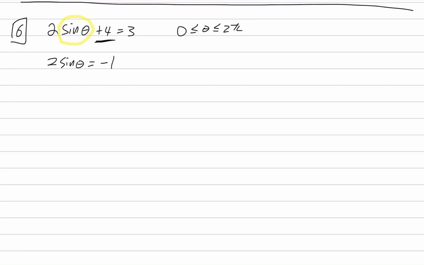Okay, so let's look at number 6. Number 6 says solve the equation on the interval. My problem says 2 sine theta plus 4 equals 3, and theta is between this right here. So we're solving for a trig function, so we want to isolate the trig expression on one side if possible. First, let's subtract 4 from both sides. Then we get negative 1. Then what we have is sine theta equals negative half.